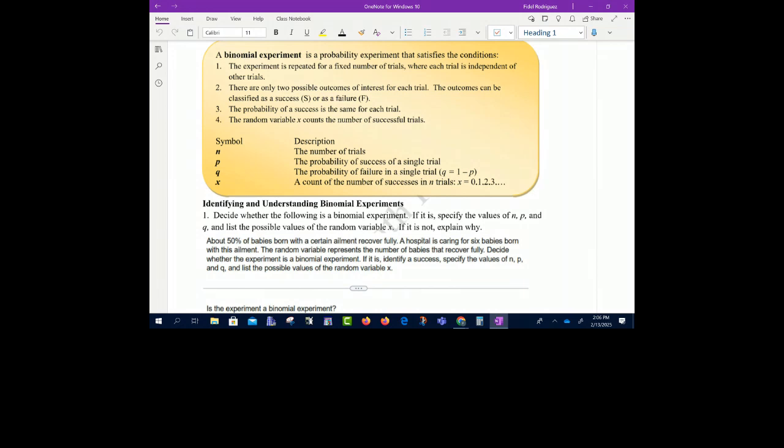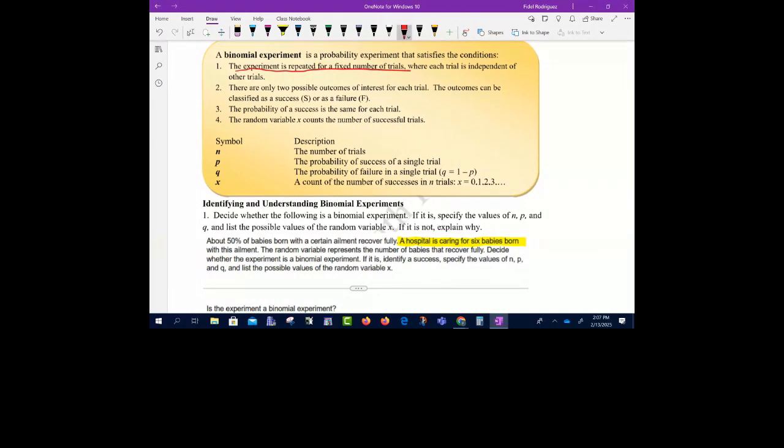Let's take a look here, y'all. I'm going to see how we can determine if this is a binomial experiment. Number one says the experiment is repeated for a fixed number of trials. What we mean by that is, how many babies are they looking at right now? 6 babies. They all have some kind of ailment, but we know that half of them recover. We're going to offer them this treatment and see how many of them recover. So we do have a fixed number of trials.